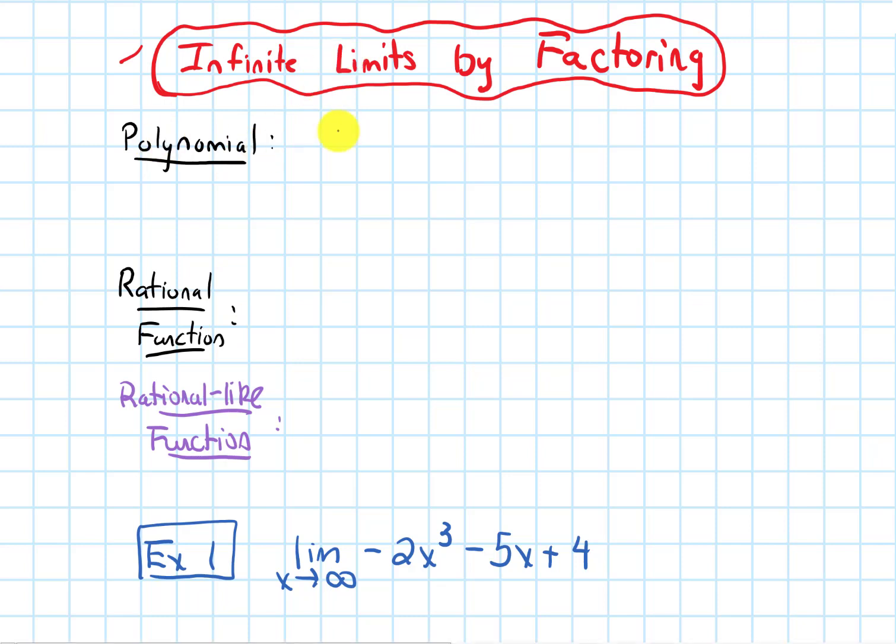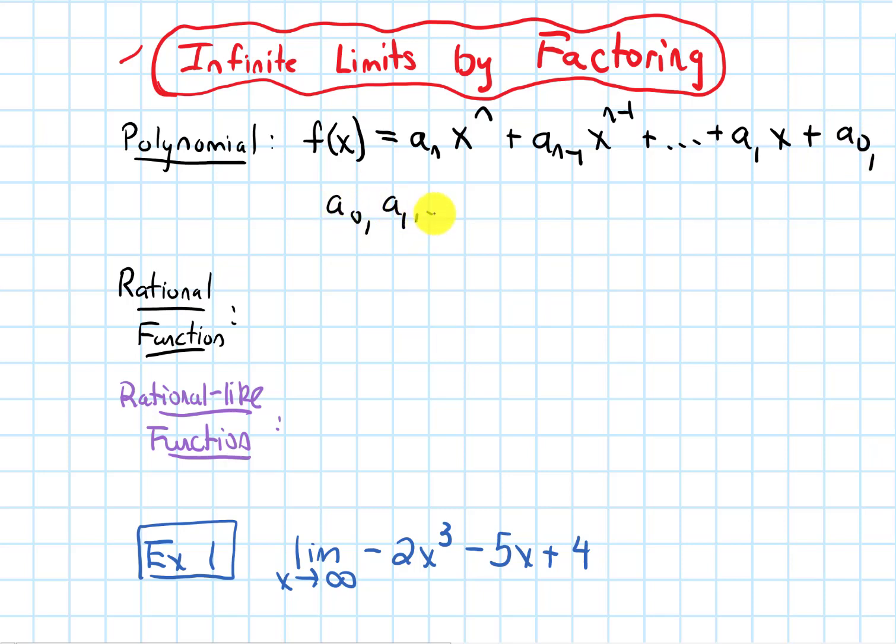A polynomial has the form f of x equals a sub n times x to the n, where n is some non-negative integer power, plus a sub n minus 1 times x to the n minus 1, plus dot dot dot, it would keep going like this up until plus a sub 1 times x, and then finally just some constant term, a naught, where a naught, a1, dot dot dot up until an are reals, and n is a non-negative integer.